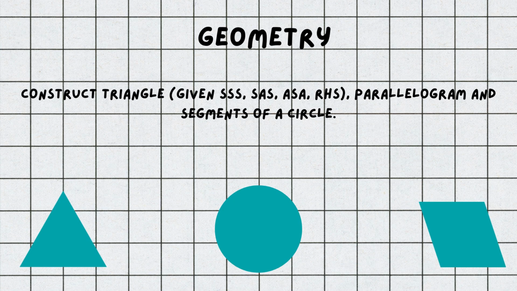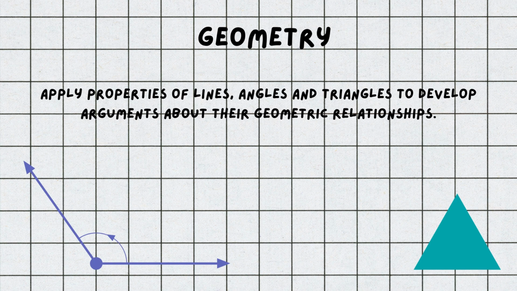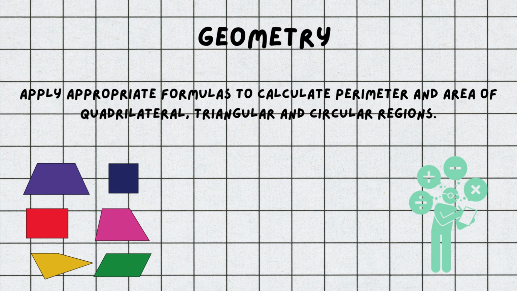Construct triangle, parallelogram, and segments of a circle. Apply properties of lines, angles, and triangles to develop arguments about their geometric relationship. Apply appropriate formulas to calculate perimeter and area of quadrilateral, triangular, and circular regions.